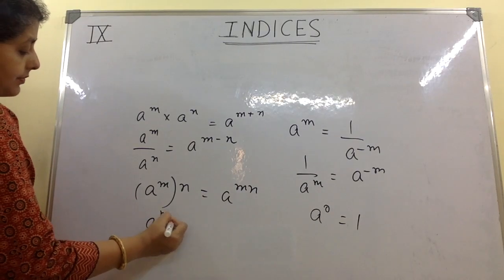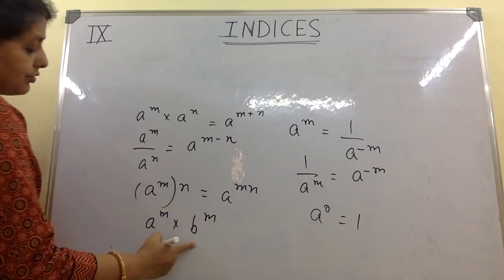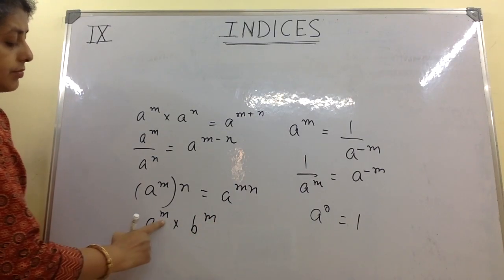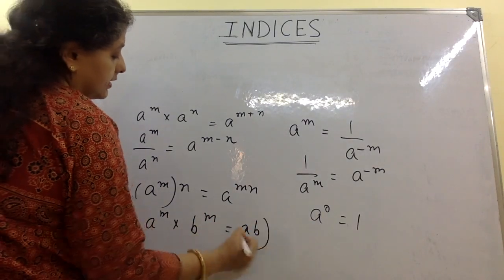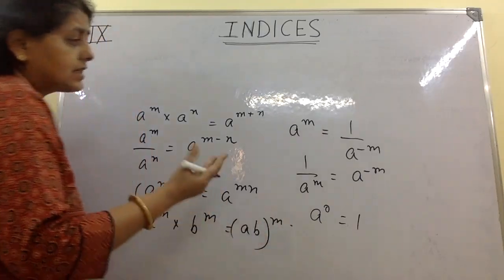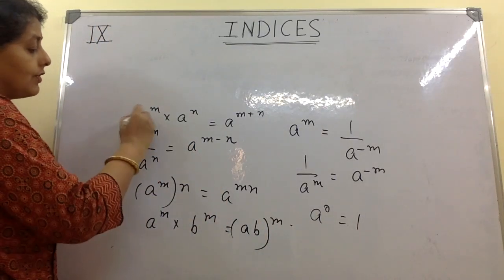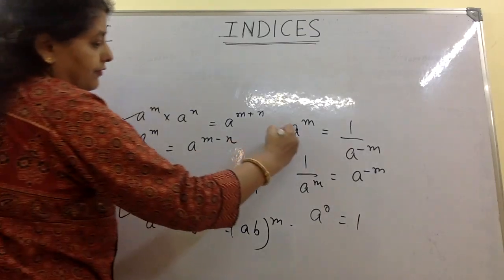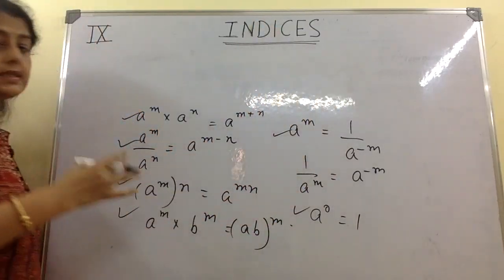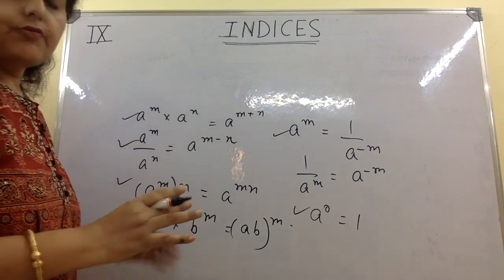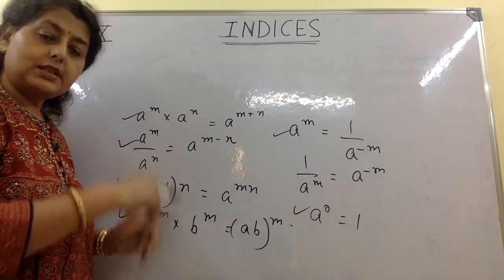A to the power m into b to the power m, note this, the bases are different and the powers are same, is ab to the power m. So these are a few of the rules: 1, 2, 3, 4, 5 and you can say 6. Six rules of this chapter, and the entire chapter will be following these rules only.